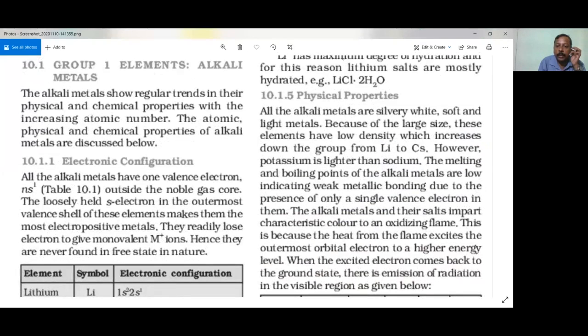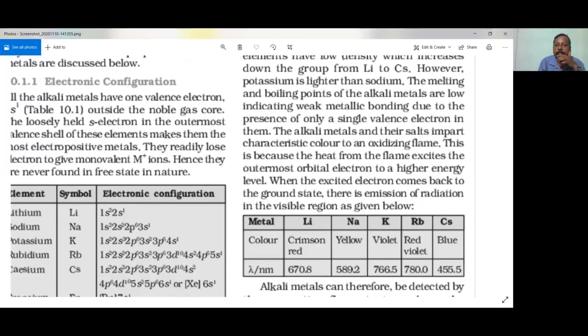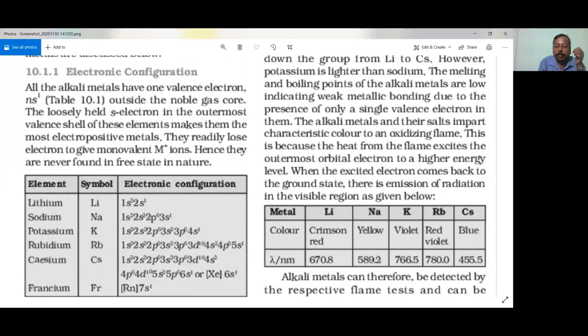Oxidizing flame. When a metal is introduced into the oxidizing flame, it will impart some color to the flame. That is called flame coloration. Now the question is not about flame coloration. The question will be the reason for flame coloration. This word is very, very important. The heat from the flame excites the outermost orbital electron to a higher energy level.